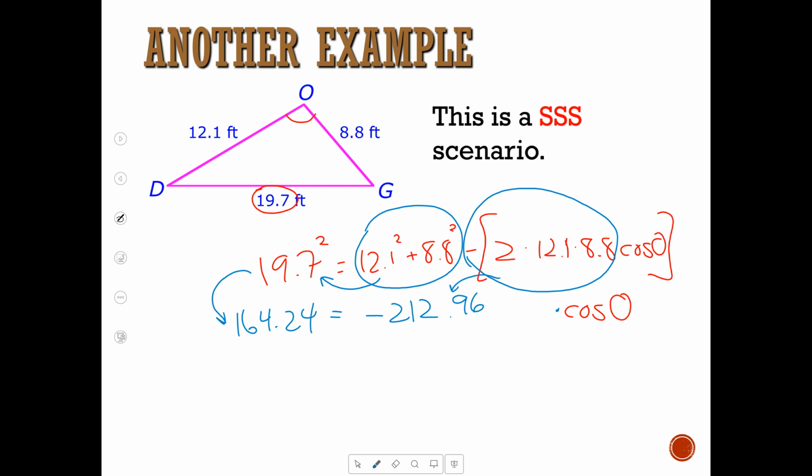Then I divide 164.24 by negative 212.96, which equals an ugly fraction, negative 0.77 and so on, which I would store into x. And then take the inverse cosine of both sides. Inverse cosine of that number x is equal to, I got 140.5.